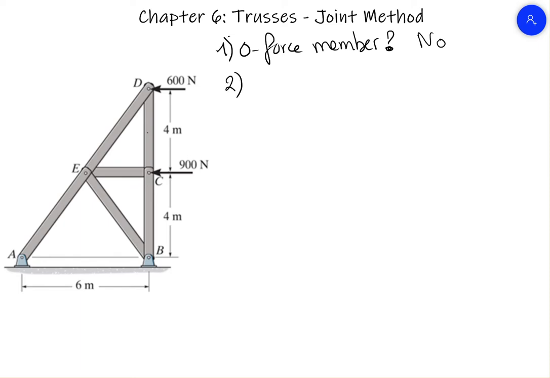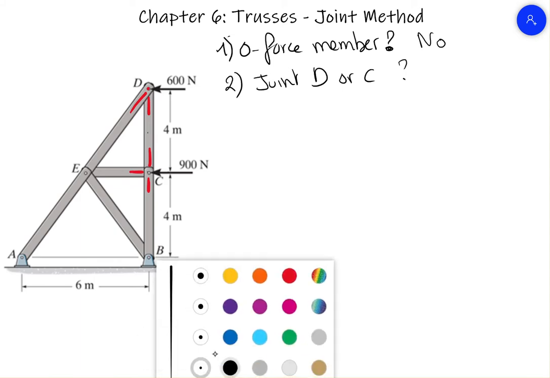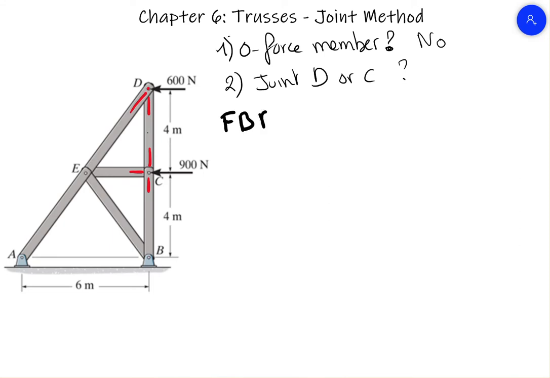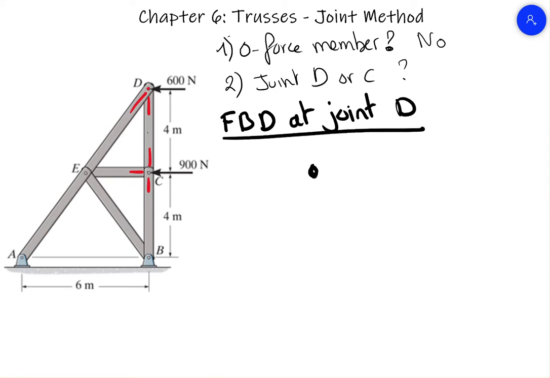So now, can we solve at a joint? Let's look at joint D or C, because that's where we have the external load. At D, we have 2 unknowns, and at C, we have 3. So we can begin with joint D. Let's do that. Free body diagram at joint D.